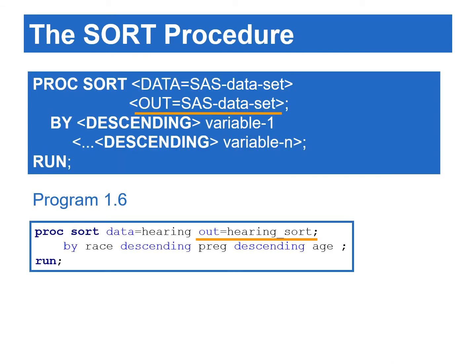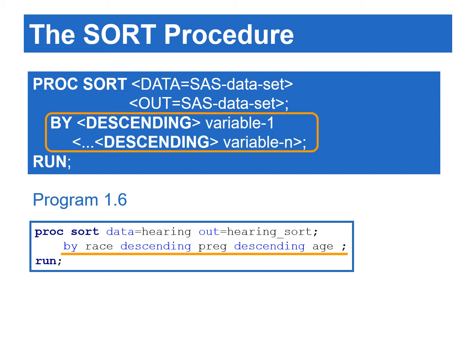The SORT procedure is used to order the data by the values of one or more variables. The OUT= option is used to name the output dataset that contains the newly sorted data. If the OUT= option is omitted, PROC SORT will replace the original data with the sorted data.